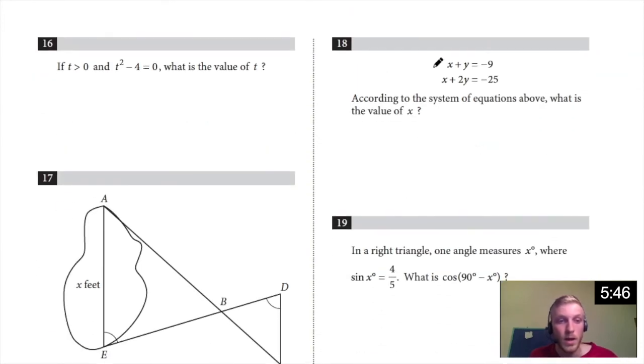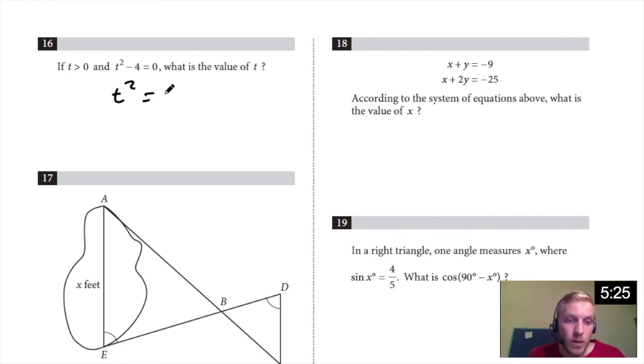So we're on to the portion in which we need to find our own answer. There are no multiple choices. t is greater than 0 and t squared minus 4 equals 0. What is the value of t? So we know t must be positive. I'm just going to add 4 to both sides. That will cancel out. Minus 4 plus 4 is equal to 0.